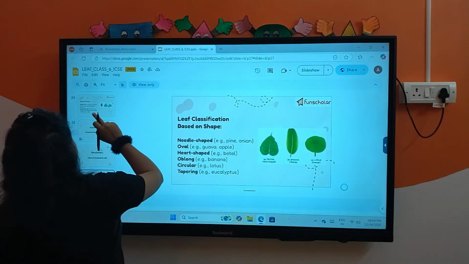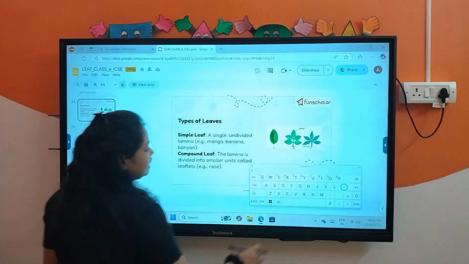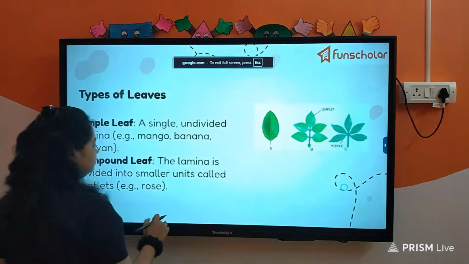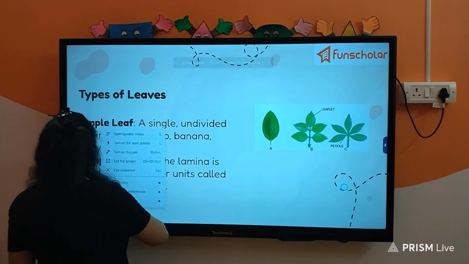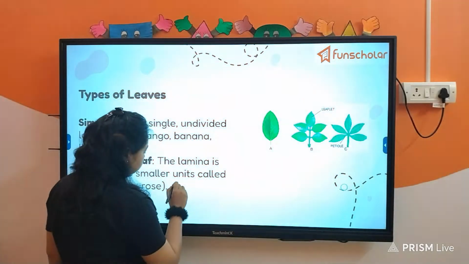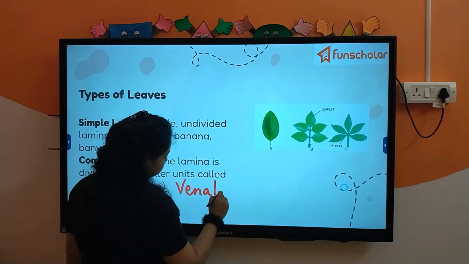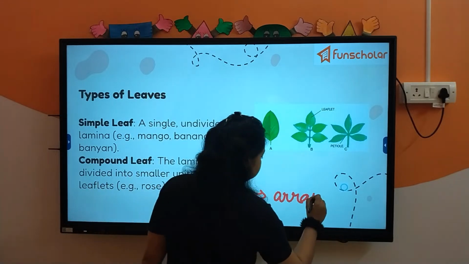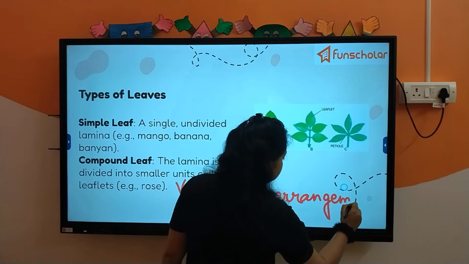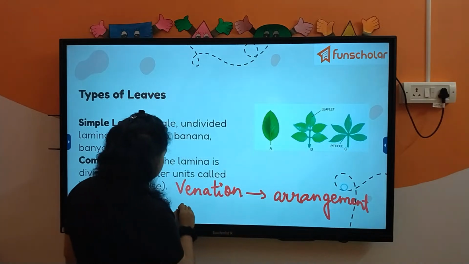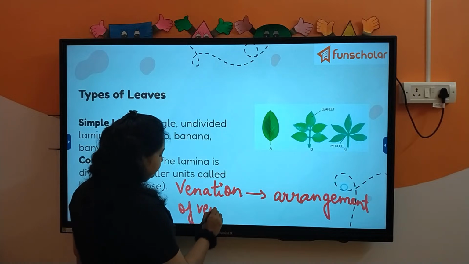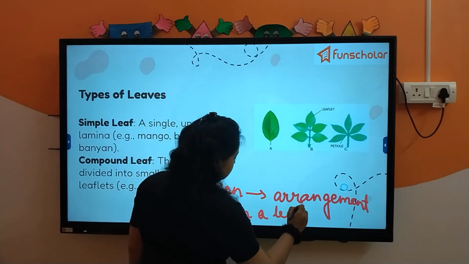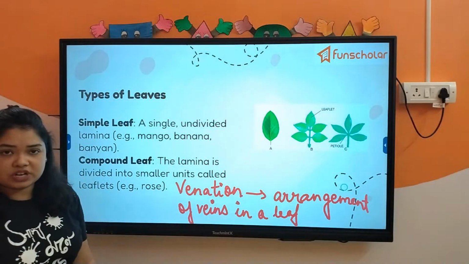What is venation? Venation means the arrangement of veins in a leaf. It is mainly of two types.